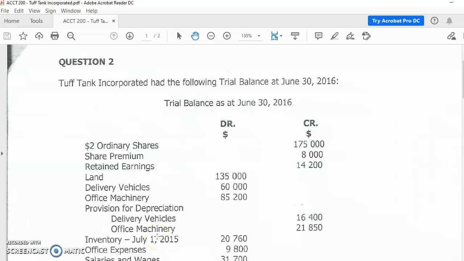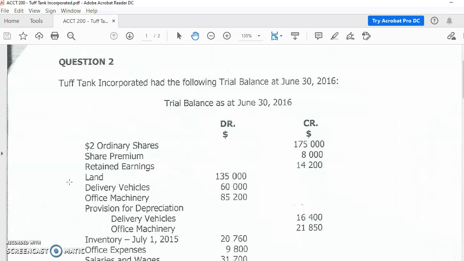Welcome to another session in our accounting class, and today we are continuing with our course in special aspects in financial accounting, and what we'll be looking at is the topic of published accounts. So here we have an example question called Tuff Tank Incorporated, and we will be preparing the financial statements in a format suitable for publication with respect to this question. So we'll go through the question.